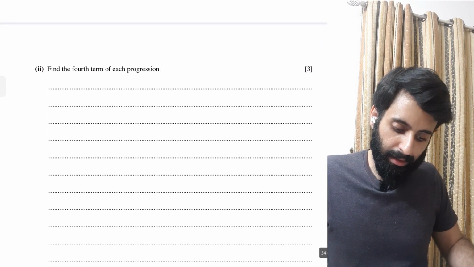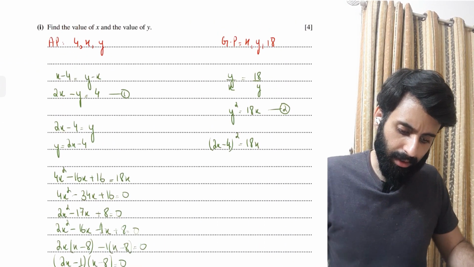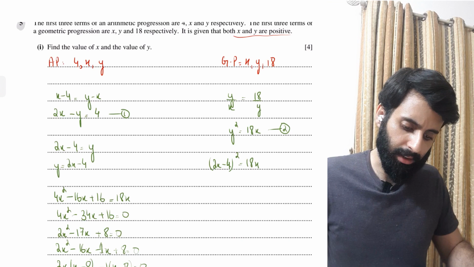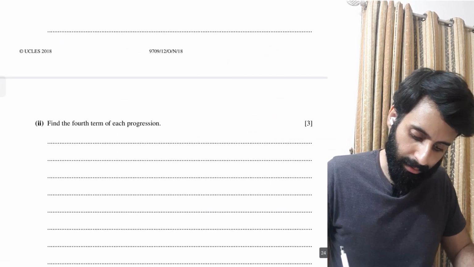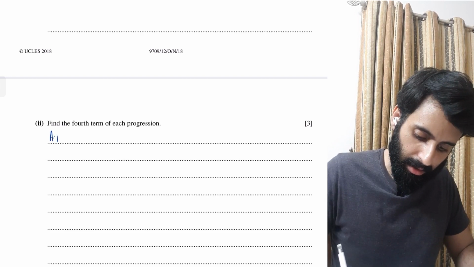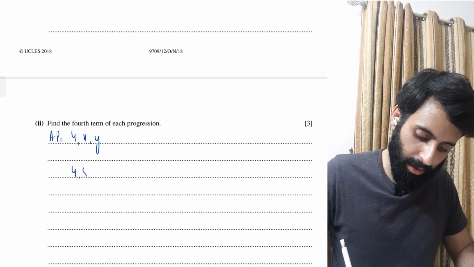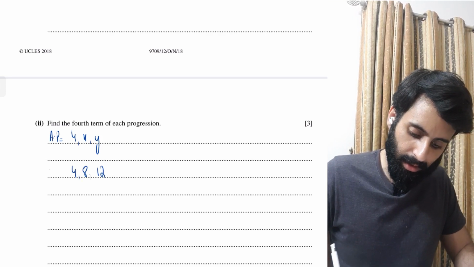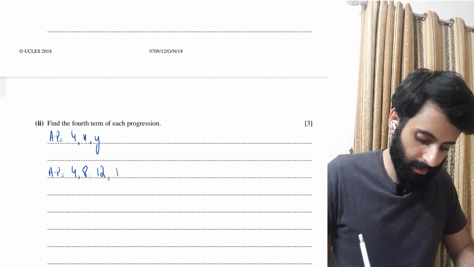Then it says find the fourth term of each progression. So that shouldn't be too difficult, considering that we have the value of x and y. So x is 8 and y is 12. If we write down the arithmetic progression, our arithmetic progression was 4, x and y. So that means now it's 4, 8 and 12. So the fourth term of the arithmetic progression is going to be 16.